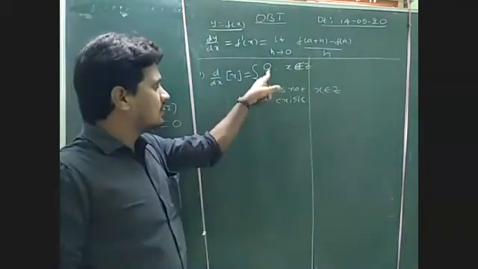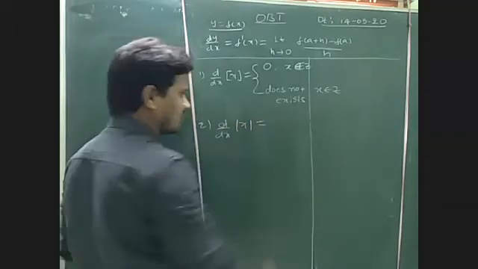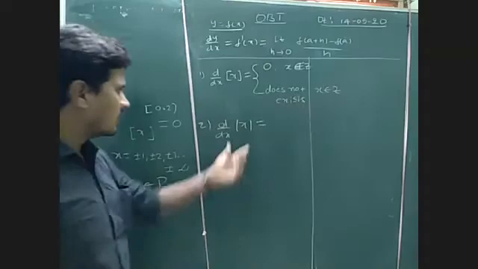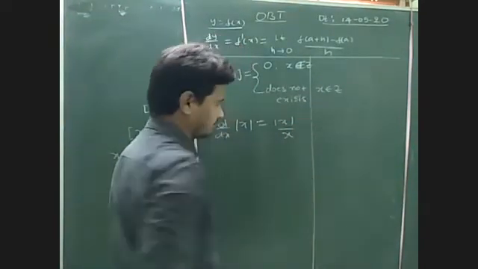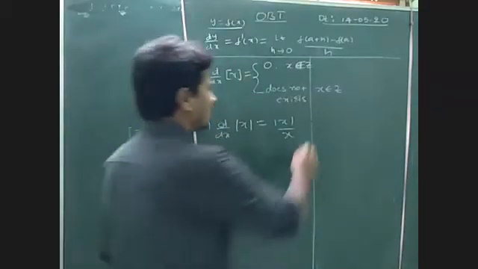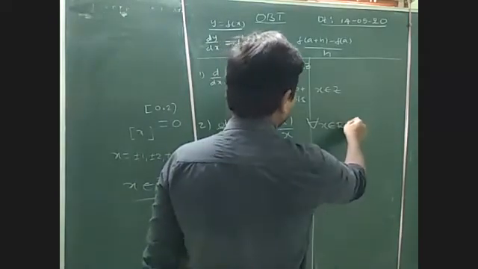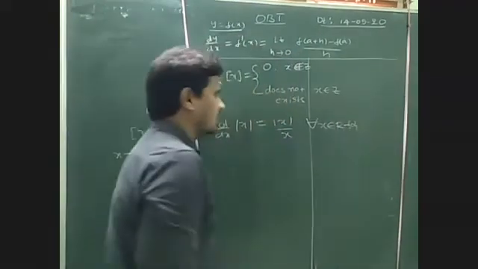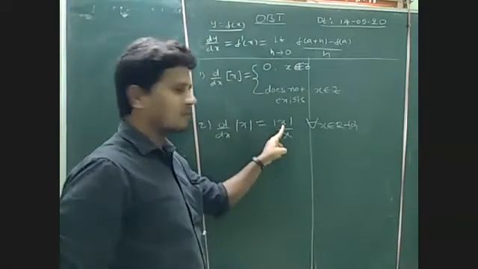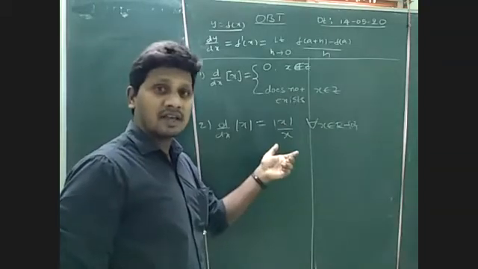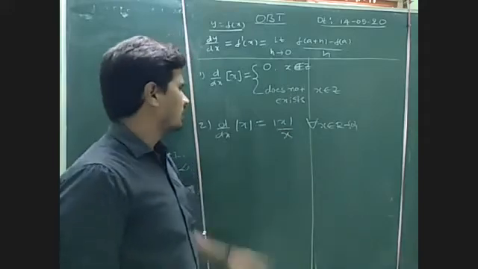And second is d by dx of modulus x. So dy by dx of modulus x is equal to mod x by x for every x belongs to R, I mean except 0. So look here, if the x value is less than 0, we get the derivative as minus 1. If the x value is greater than 0, it will be plus 1. Okay, like that.